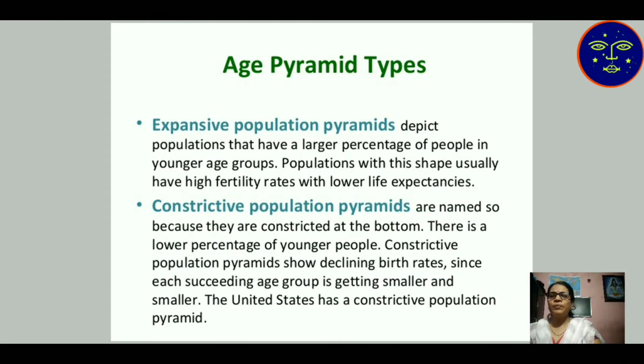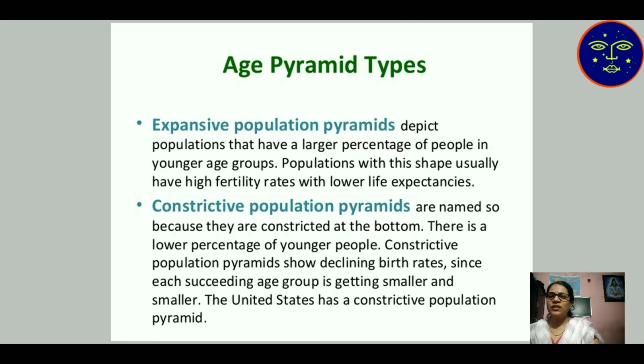Then age pyramid types. Expansive population pyramids depict populations that have a larger percentage of people in the younger age groups, and populations with this shape usually have high fertility rates with lower life expectancy.